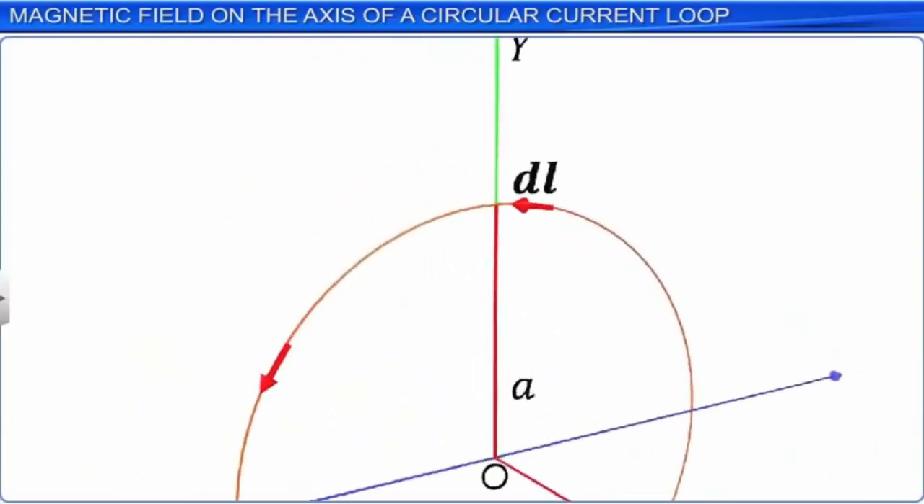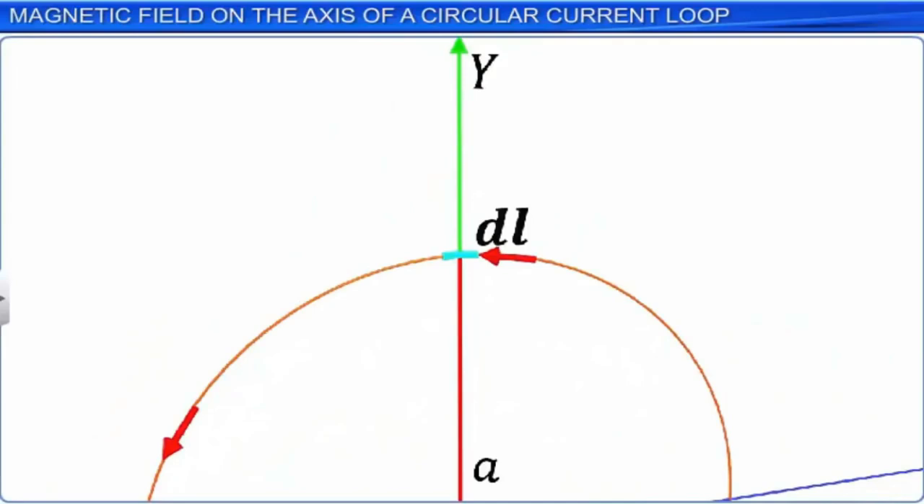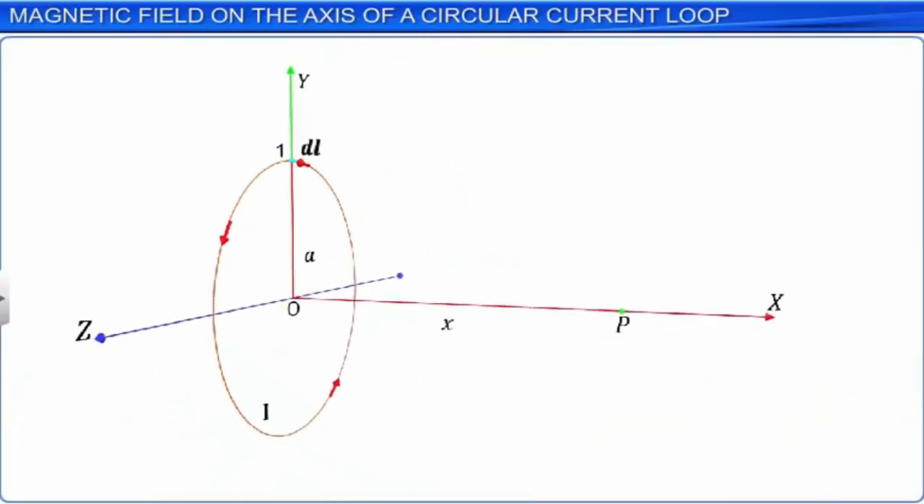Let dl be the small element of the circular loop at a position 1 as shown, and dB be the magnetic field induction at the point P due to the current I passing through the small element of the loop. Let r cap be the vector joining the point P on the axis of the circular loop and the small element dl, and r be the distance between the small element dl and point P.